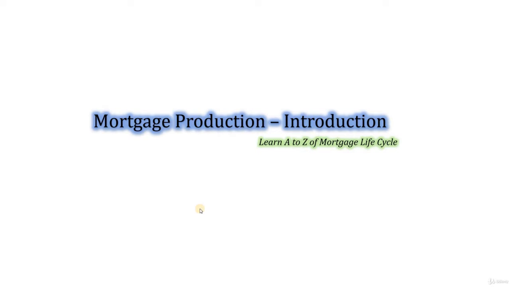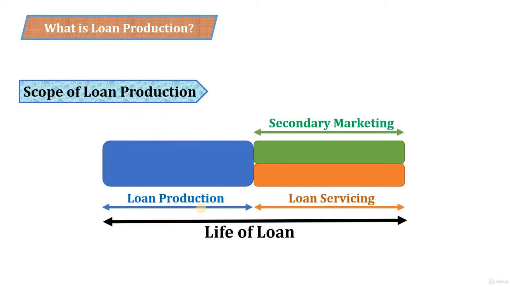Loan production or mortgage production is basically the process of creating a fully funded loan. It covers the loan life cycle from its primitive stages of client prospecting till the time the loan is closed and funded. The loan life cycle continues even after that, when the loan enters the servicing and secondary marketing stage. What is the scope of loan production?